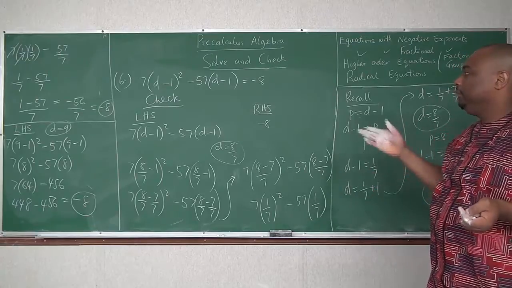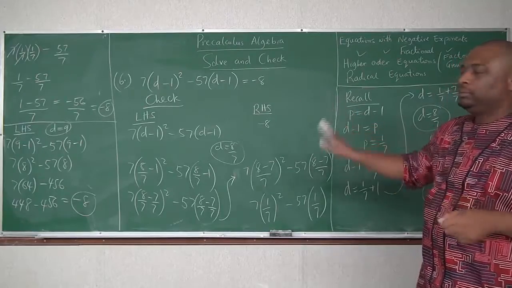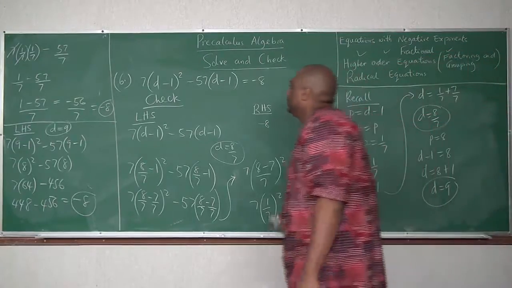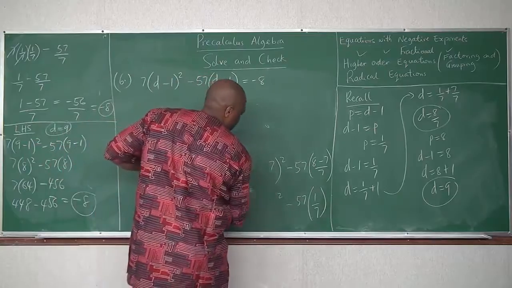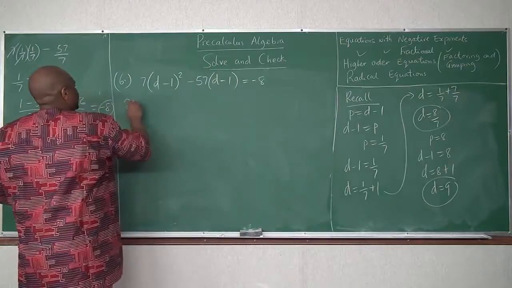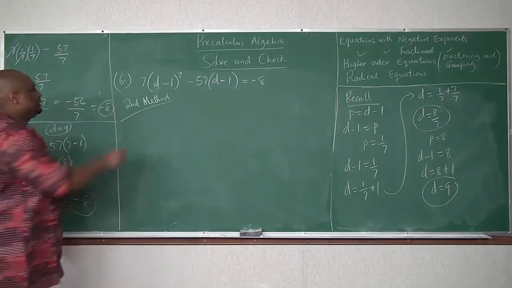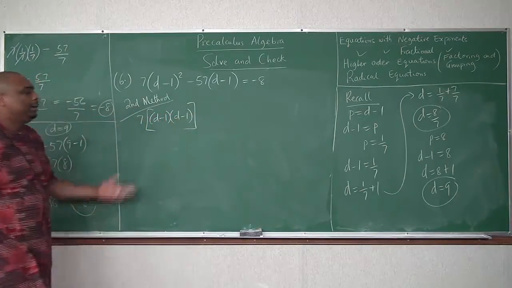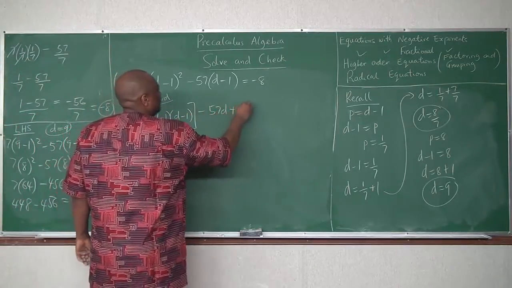Let's do this with a second method. If you don't like this, I think the first is easier, but let us do the second method, whereby we just multiply everything, distribute, and then solve. We can distribute this, so this is 7. We will foil it first. Before we distribute, we have to foil. Minus 57d plus 57 equals negative 8.